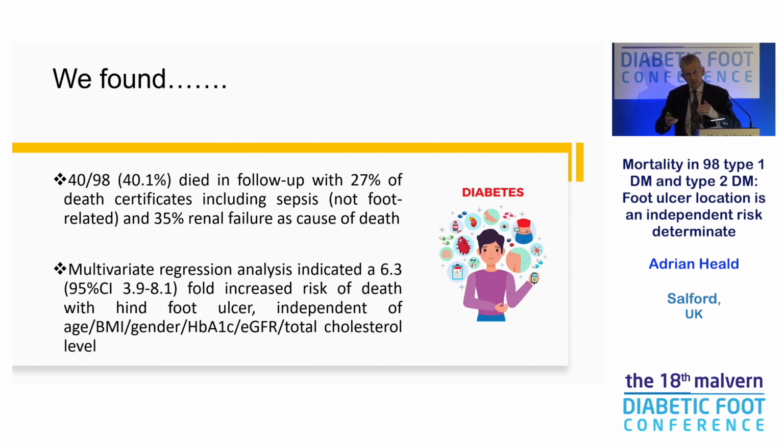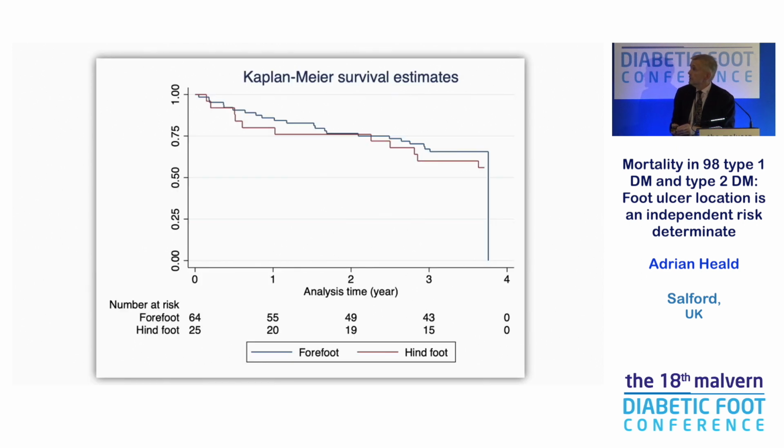And a key message is that the multivariate regression analysis indicated a 6.3-fold increased risk of death for those people who had a heel, in other words, hindfoot ulcer, versus a forefoot ulcer. So a significantly increased risk of death over the follow-up period in those who had a hindfoot versus a forefoot ulcer. When we look at the Kaplan-Meier survival curve, we have the forefoot ulcers in blue, the hindfoot ulcers in red, and you can see that even just from about 5-6 months out, there's a separation in the lines so that the survival of the people with the hindfoot ulcer in red is less good, so more of them are dying over time than with the forefoot ulcer.